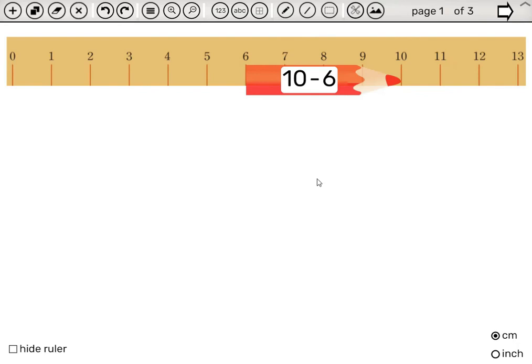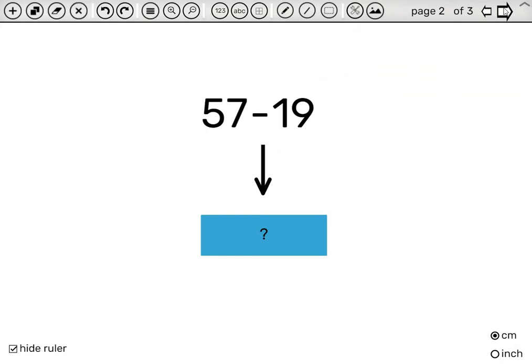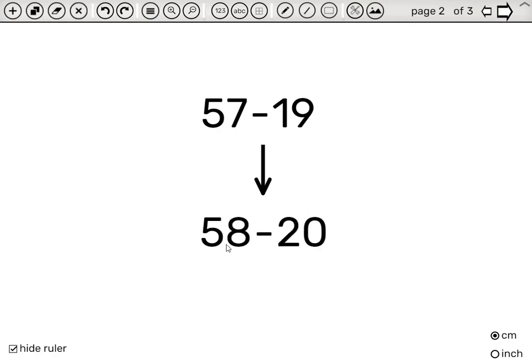And this can give us a deeper understanding of subtraction. And it also gives us a way of calculating that can come in very handy. Let's see an example on the next page. If we have the question 57 minus 19, adding 1 to both numbers will give us 58 minus 20. And this, of course, is a much easier question. We don't have to subtract any units.